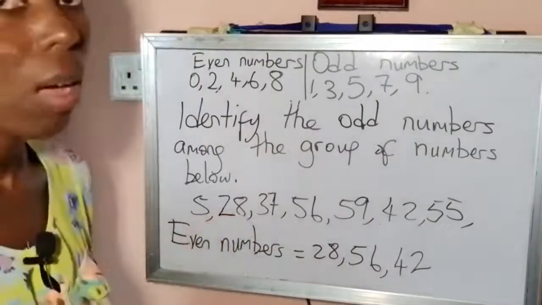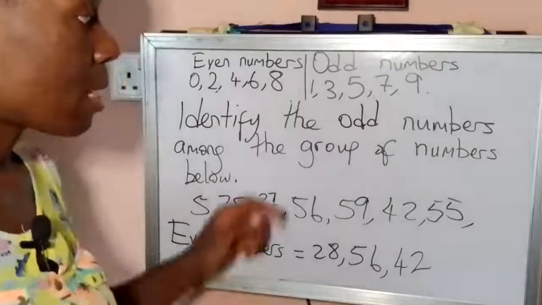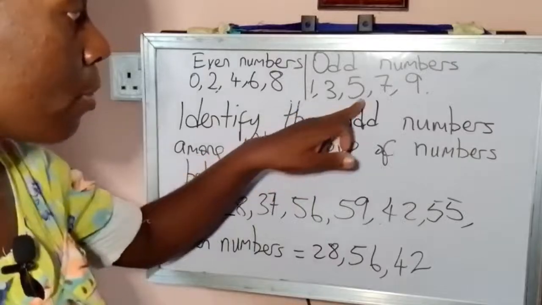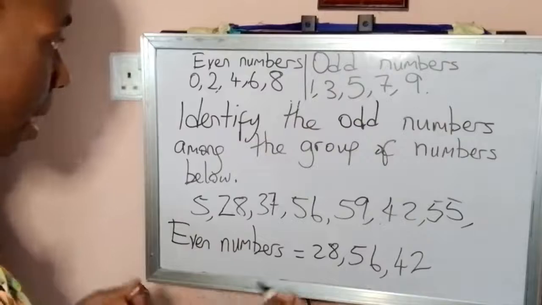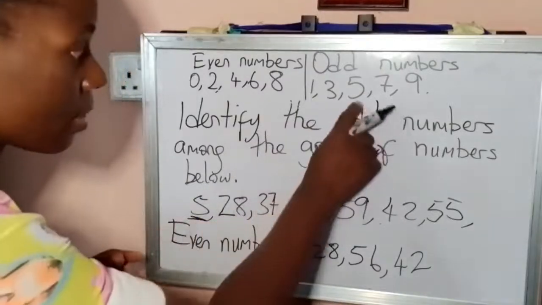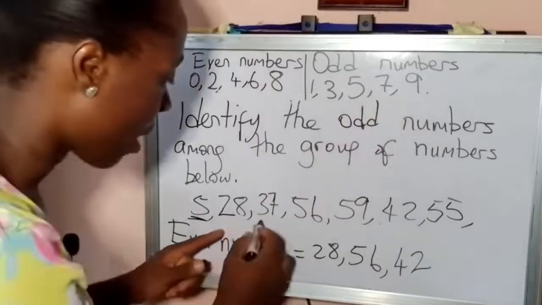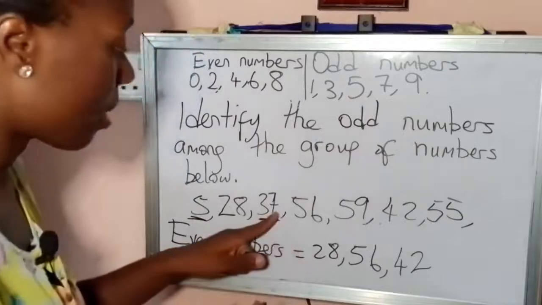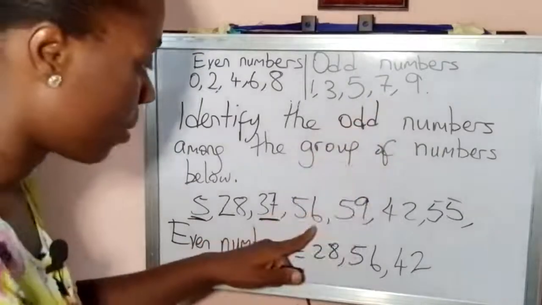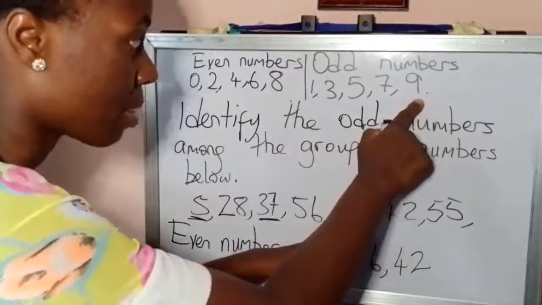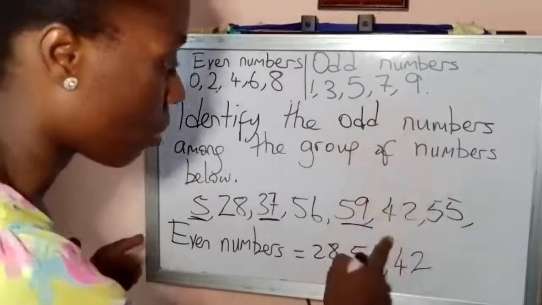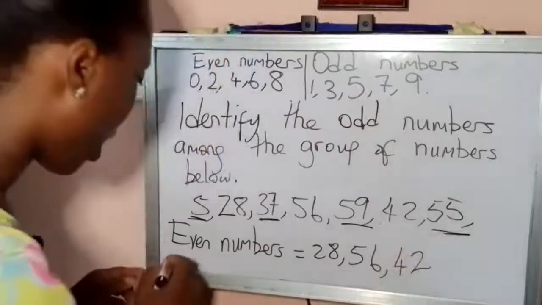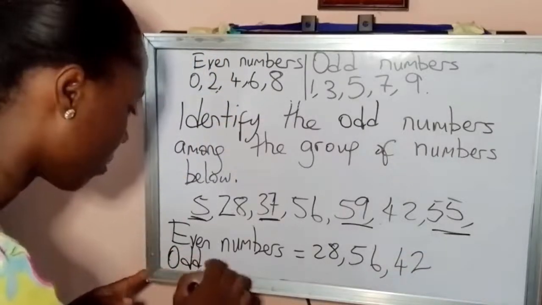Remember what we said about how to identify odd numbers. Odd numbers usually end with 1, 3, 5, 7, or 9. So let's see. Odd numbers here, we have 5, because 5 is here. We also have 37. Why? 7 is here. 56, no. We have 59 because 9 is here. 42, 2 is not part of these numbers. We have 55.